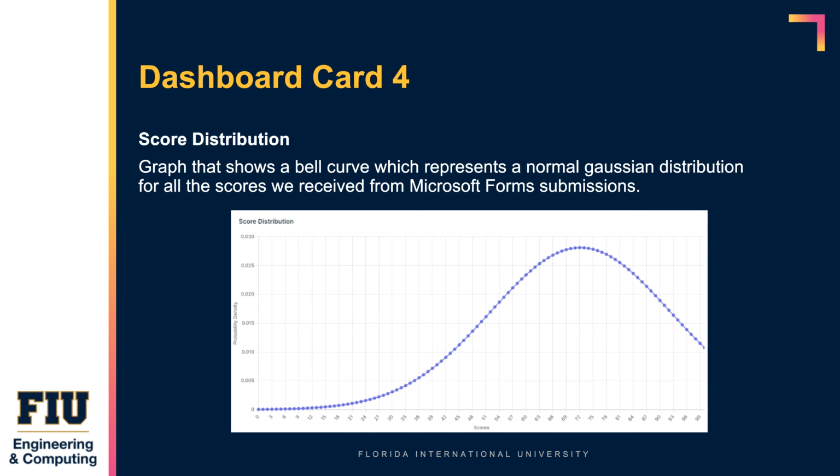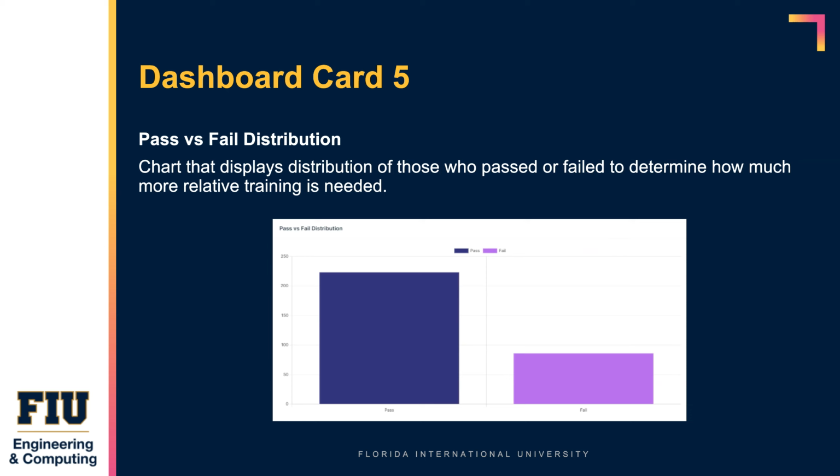Next, we have our score distribution card, which is a graph that shows the bell curve of a normal Gaussian distribution for all the scores we received from the submissions. Our next card is the pass versus fail distribution, which basically tells us how many users passed the test and how many failed it. Using this information, we can decide if we need to schedule additional training to help our users or if they're doing fine and we can just continue on.